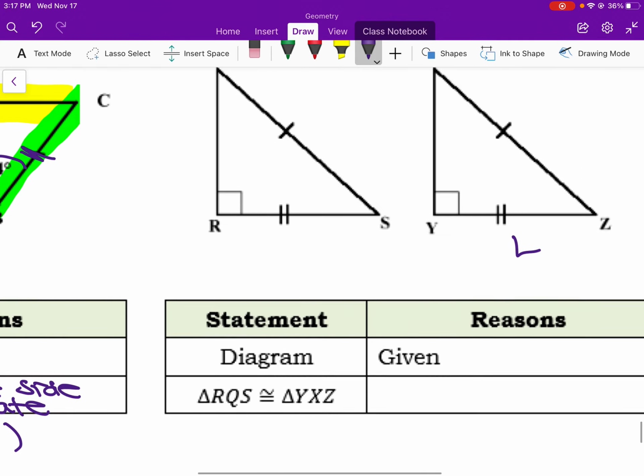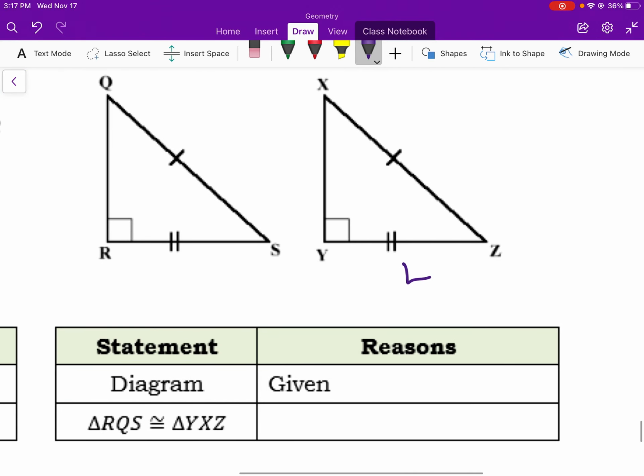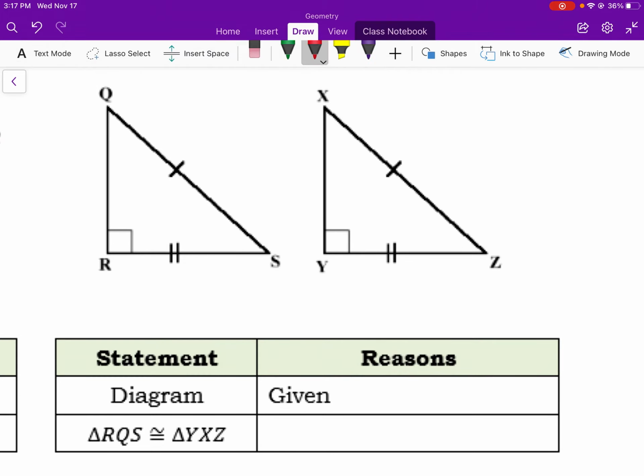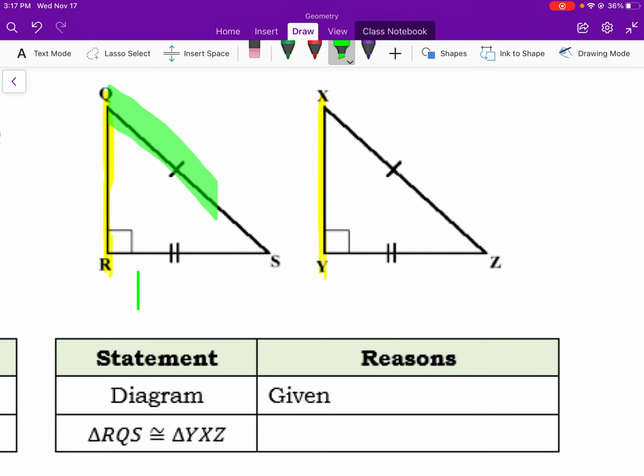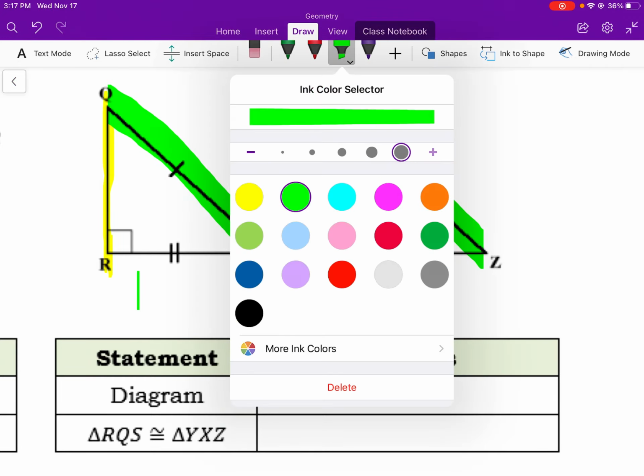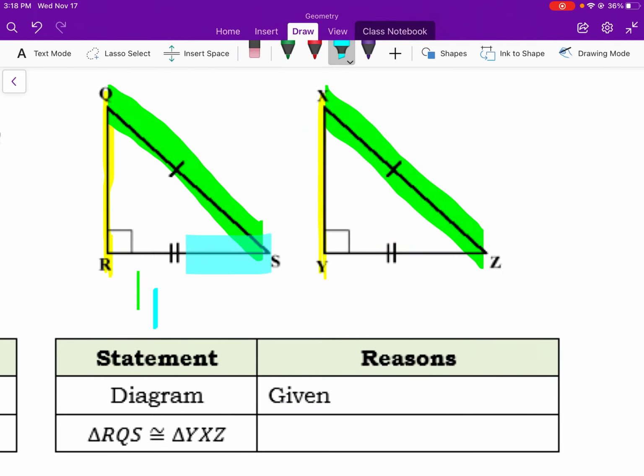And then let's check out another one. Okay. And again, the diagram is the given. And we are trying to prove that triangle RQS, so let's map out these corresponding sides. RQ, we're trying to prove, that's matching with YX. QS would be corresponding to XZ in our proof. And finally, SR would be corresponding to ZY.